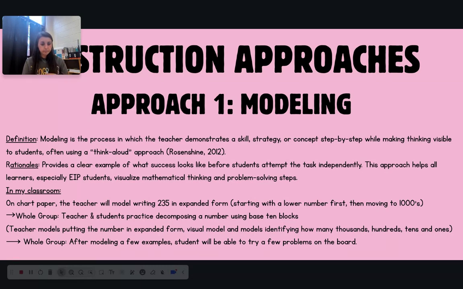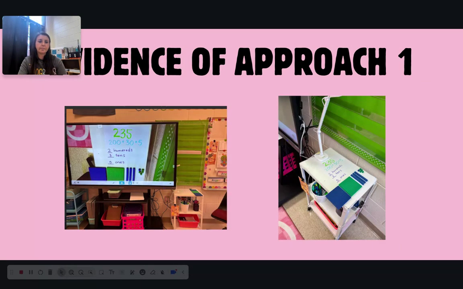And then the teacher will model putting the number in expanded form, with visual models identifying how many thousands, hundreds, tens, and ones. You'll see on some of my artifacts that I did the hundreds first, and then based on my students' skill set, we will go to thousands, or I will reteach and revisit that again. So after modeling a few examples, students are going to try a few problems on the board, so I can get a quick check to see where they're at.